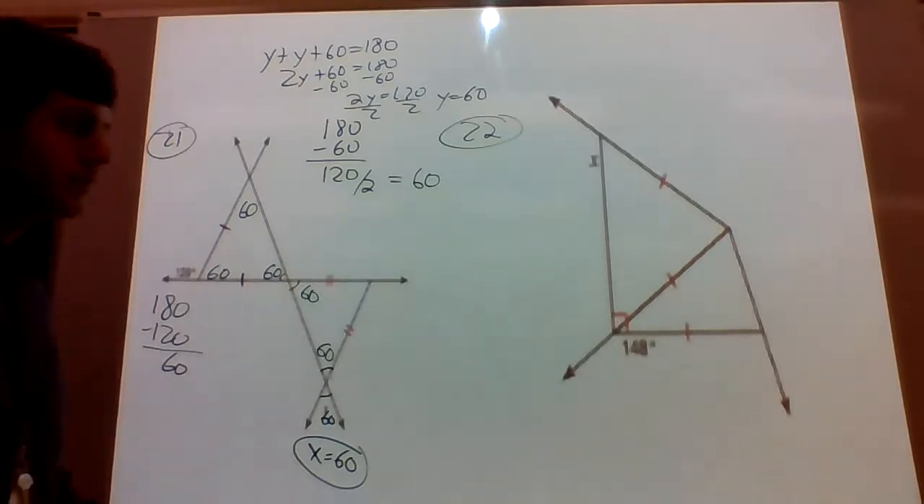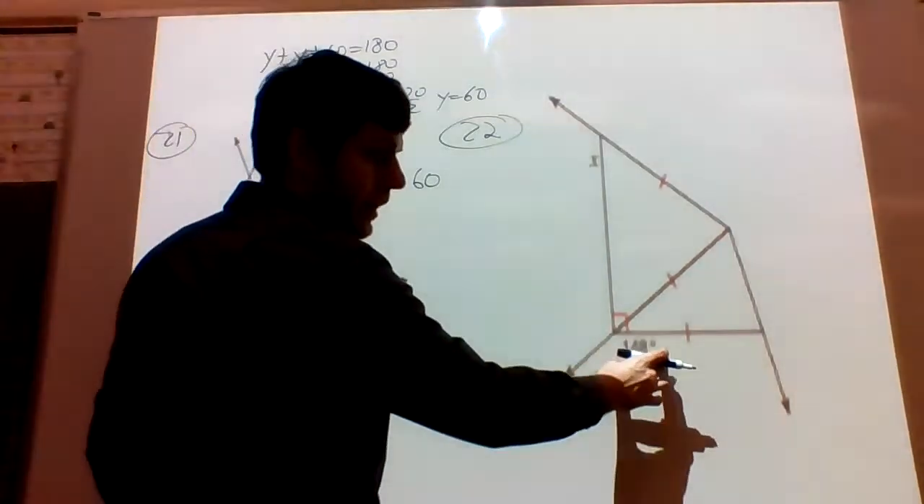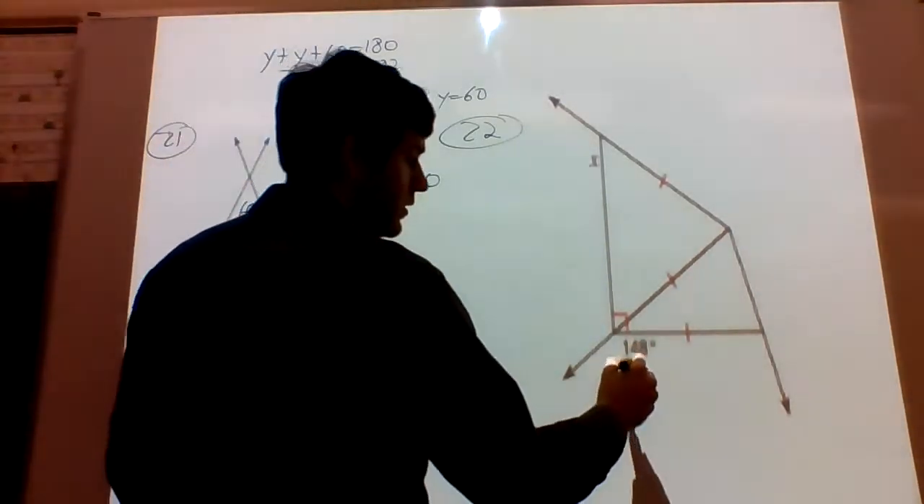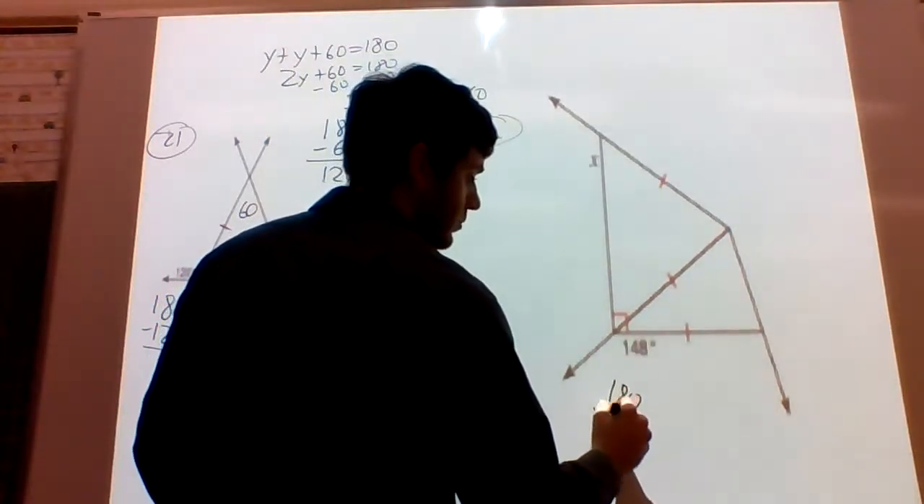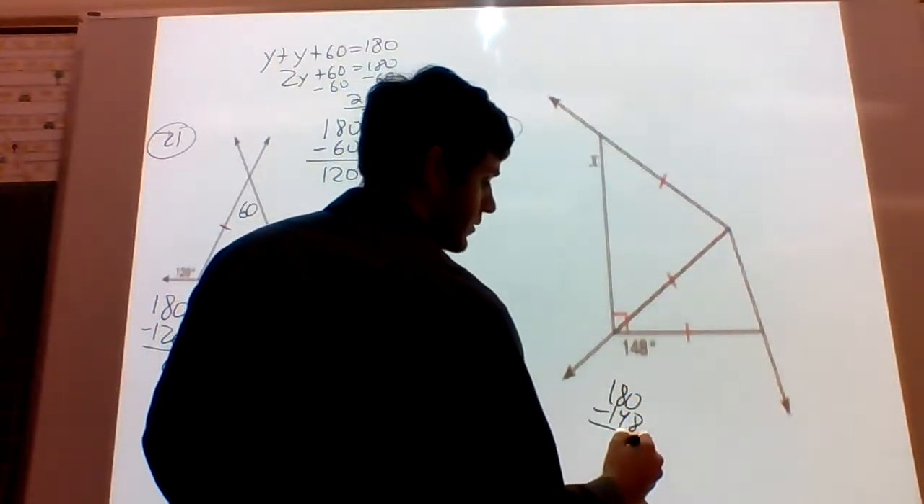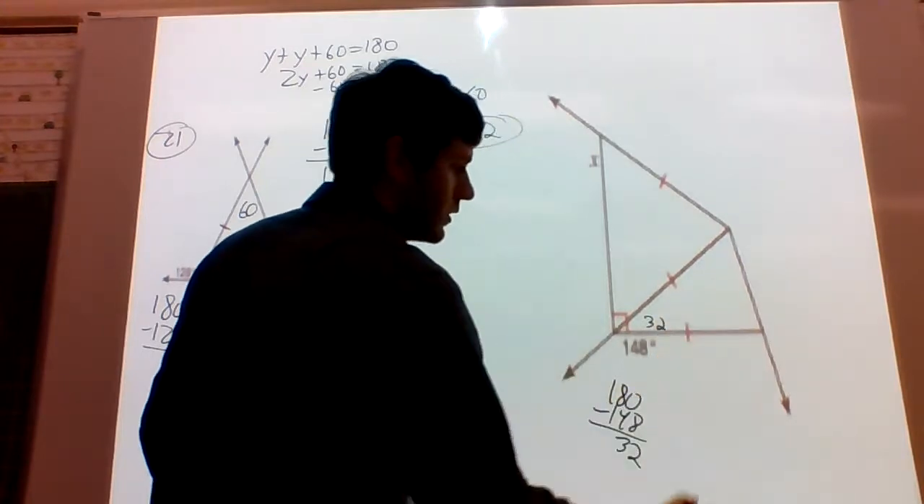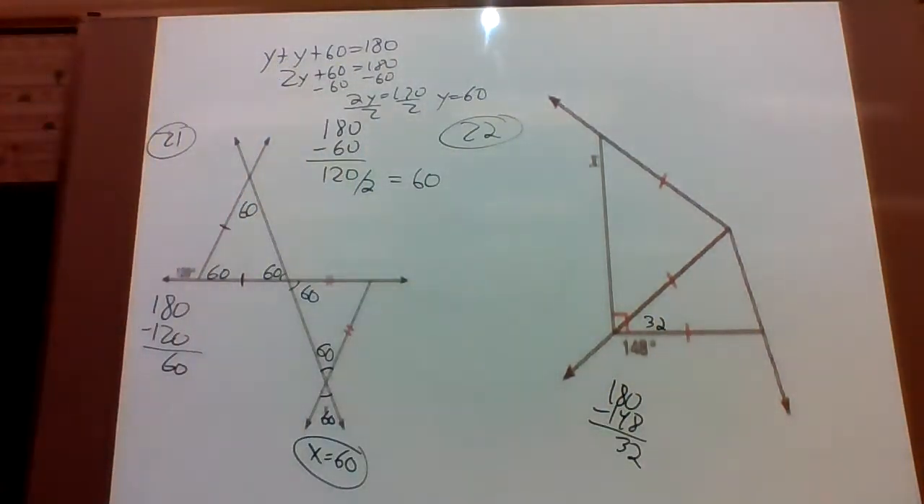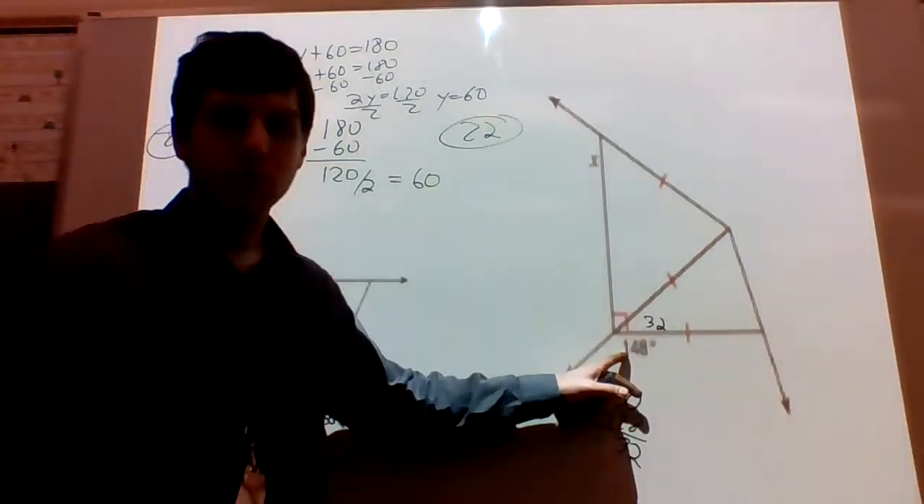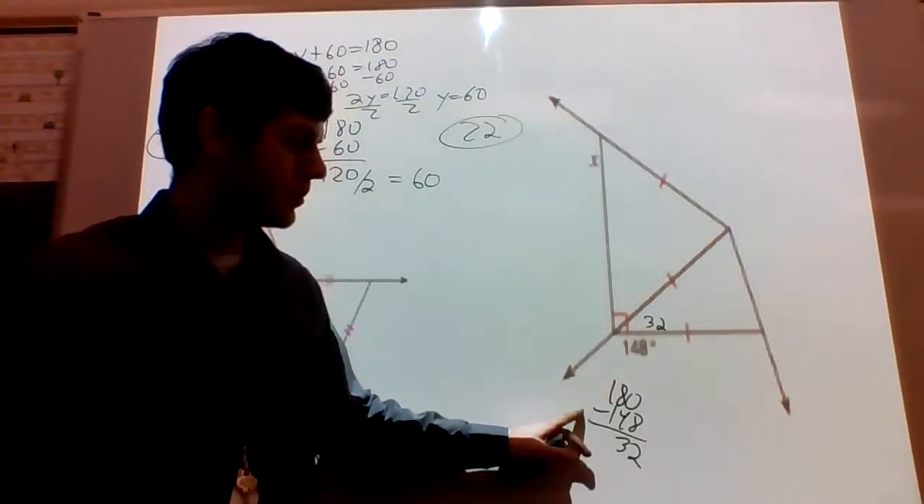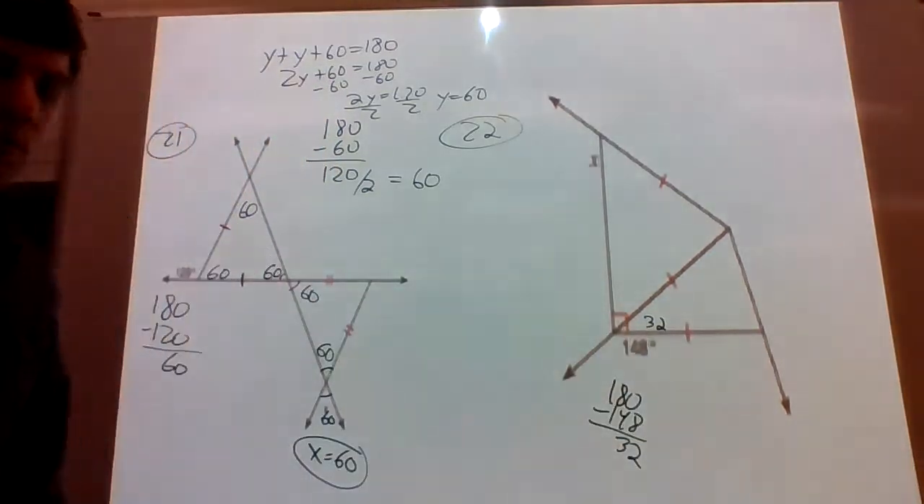The next one, we start with a linear pair. They're giving us 148. We have a linear pair. So 180 minus 148 gives us 32. Right? Linear pairs are supplementary, adjacent and supplementary. Adjacent because they're next to each other, supplementary meaning their angle measures add up to 180. So 180 minus 148 gives us 32.